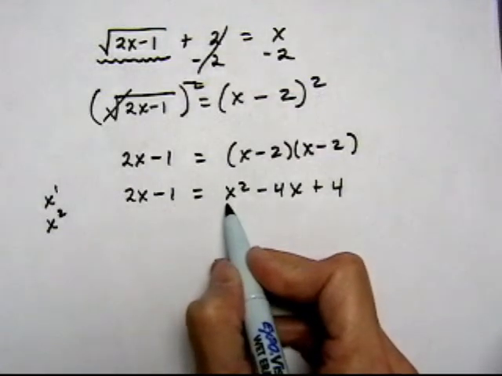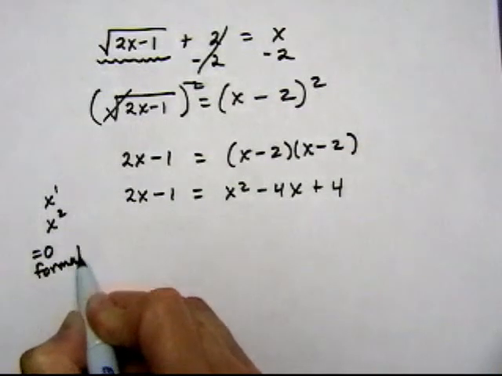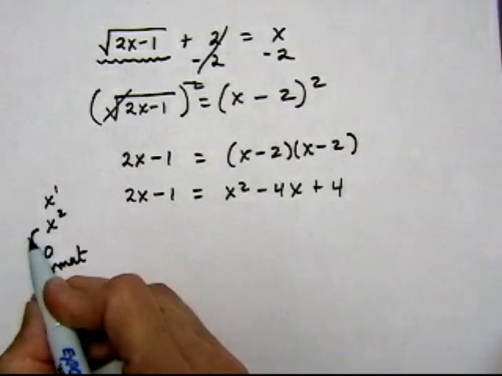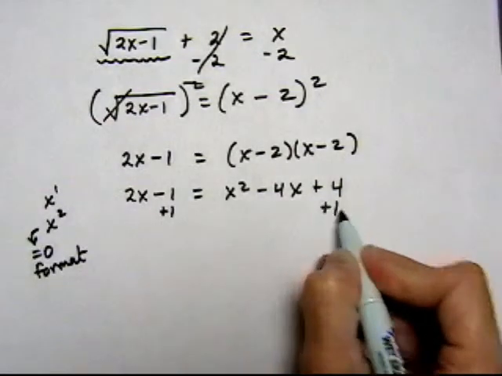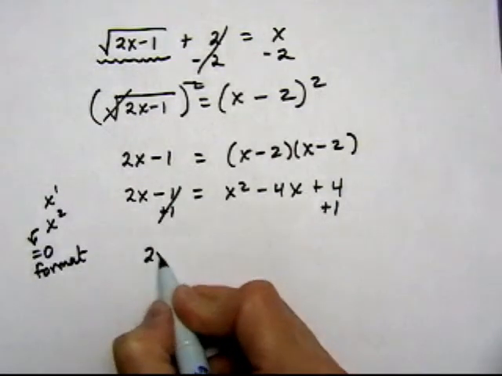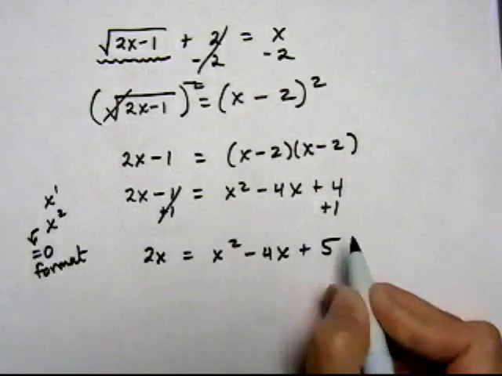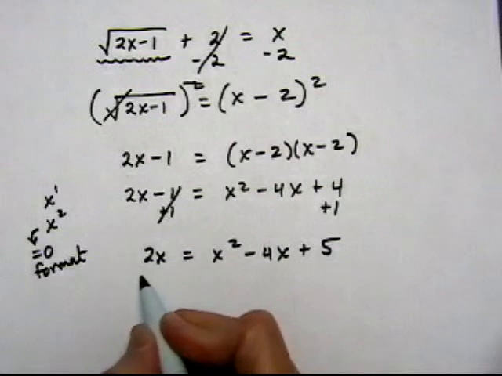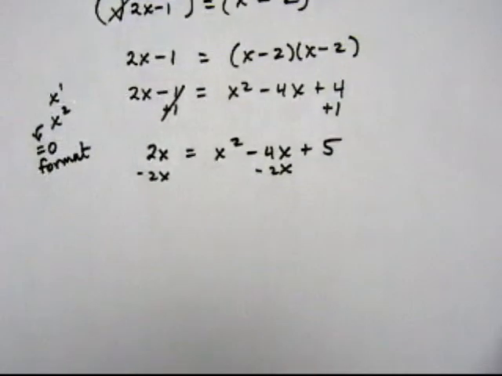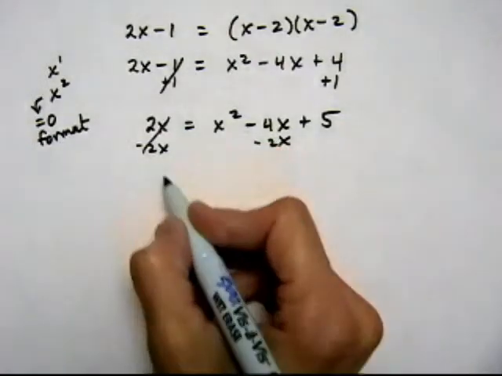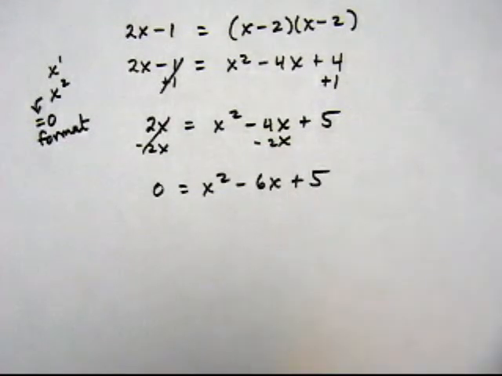So to solve by factoring, we want equals 0 format. Get everything on one side of the equation. So we'll start by adding 1 to both sides, and that gives 2x is equal to x squared minus 4x plus 5. And now we'll subtract 2x from both sides, because we want to have just a 0 on one side of the equation. 0 is equal to x squared minus 6x plus 5.